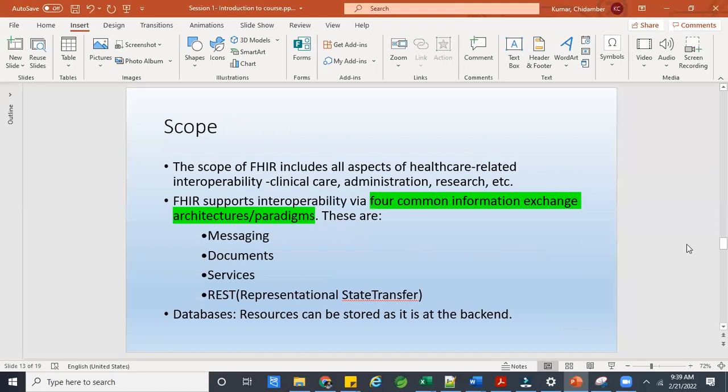Scope. Now as I mentioned, a healthcare system is the coexistence of different domains. For example, there is clinical care, administration, research, and finance. These different mini ecosystems exchange information between each other, and this can be achieved through FHIR. FHIR can be used to exchange information in clinical care, administration, research, or finance.